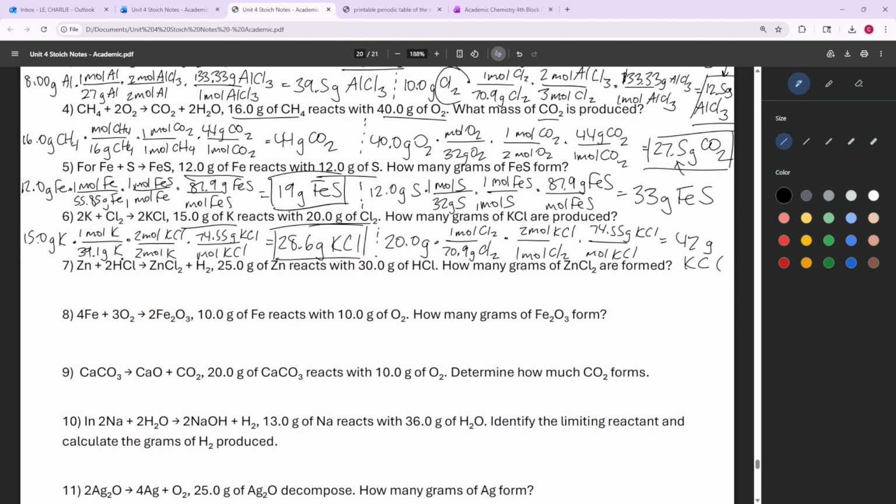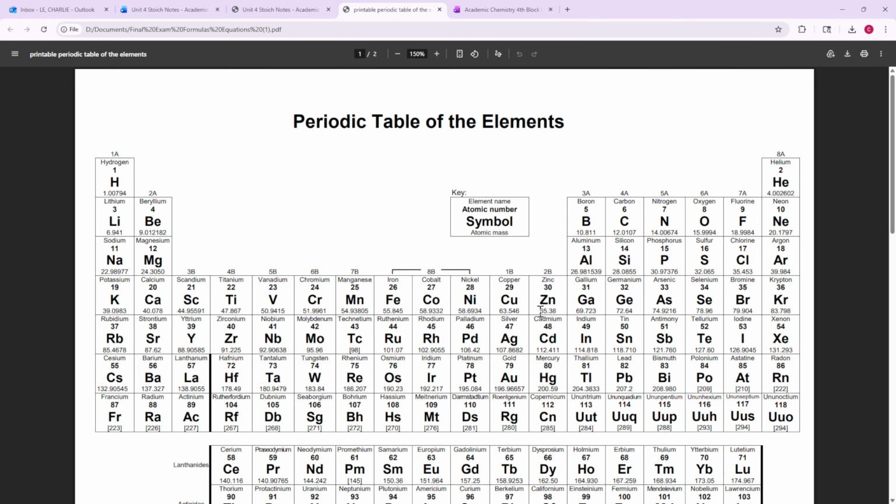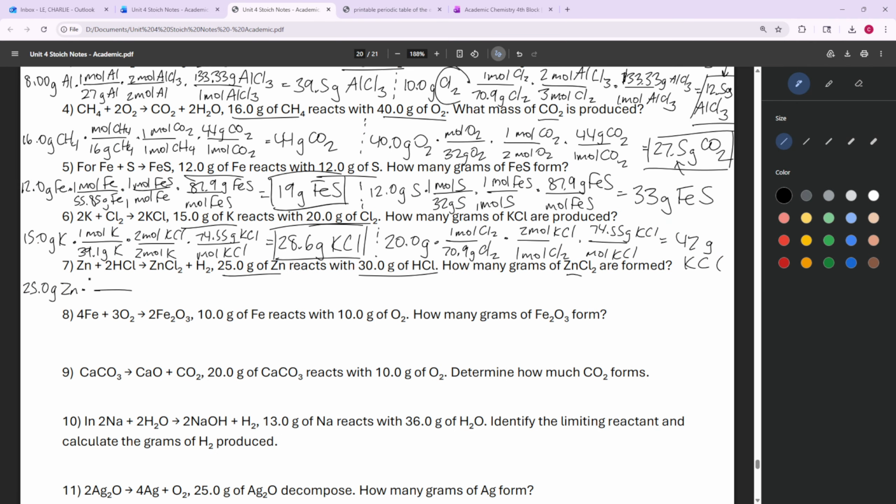For number 7. So we've got 25 grams of zinc, 30 grams of hydrochloric acid. How many grams of zinc chloride? So start with zinc. Table zinc is 65.38.